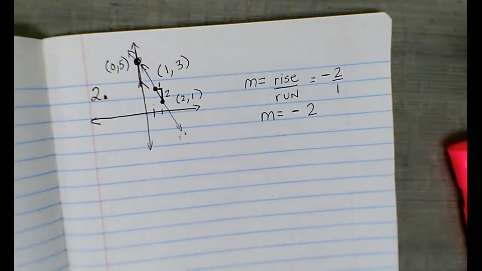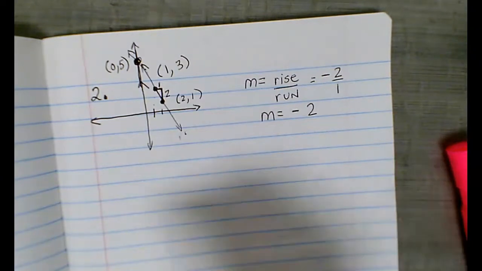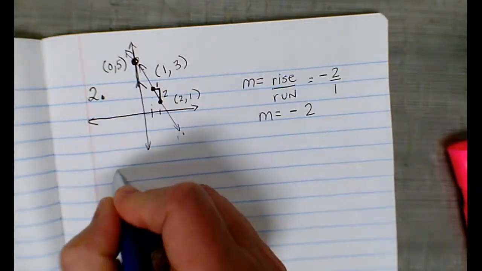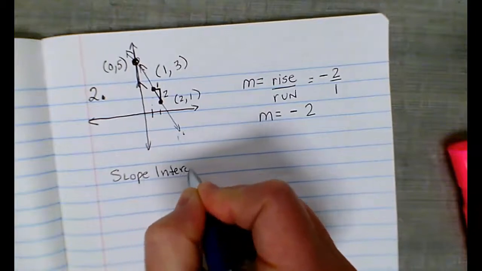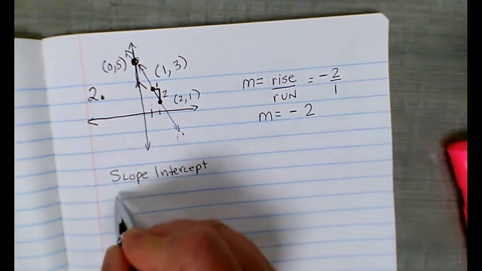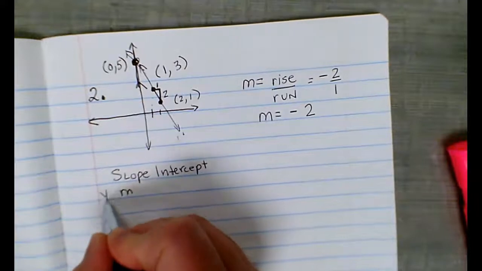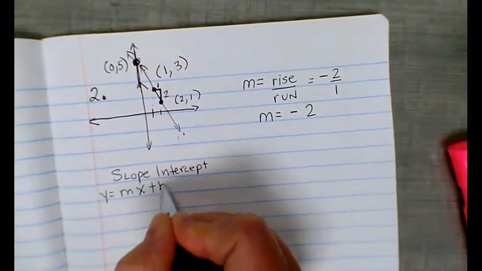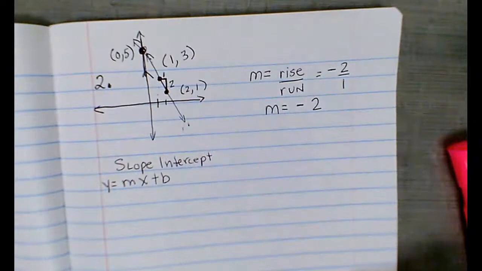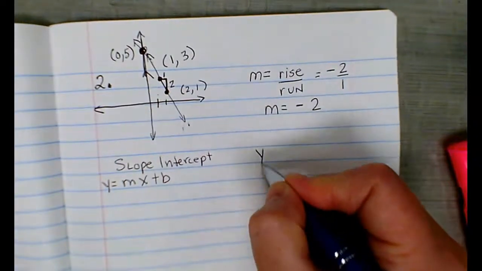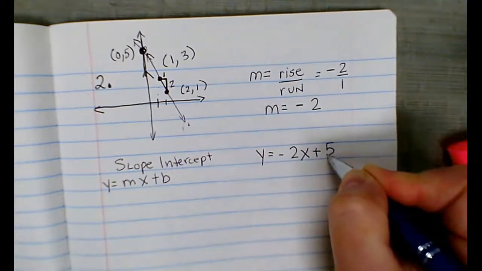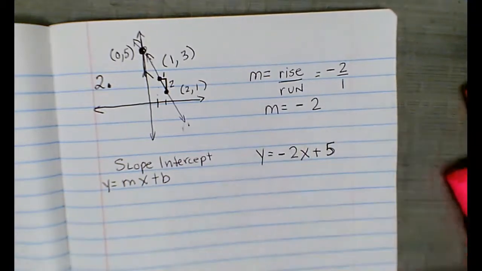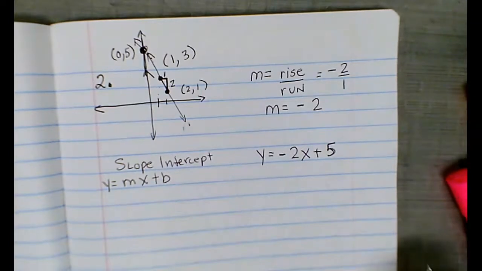What form would it be? What form should I start with this time? I have the slope, I have the y-intercept from the graph, so I should start in y equals mx plus b form. So if I have the slope and the y-intercept, can you just drop them into the equation?